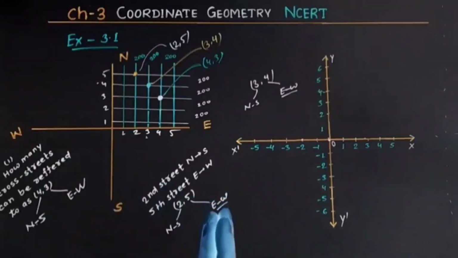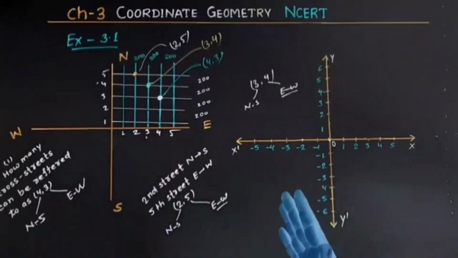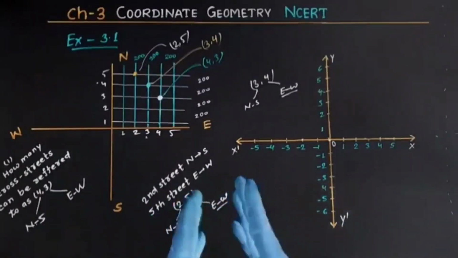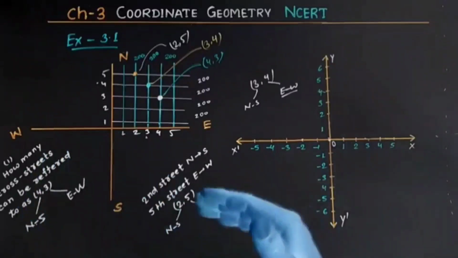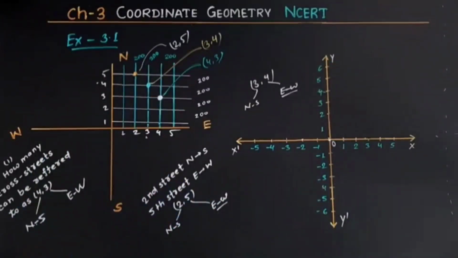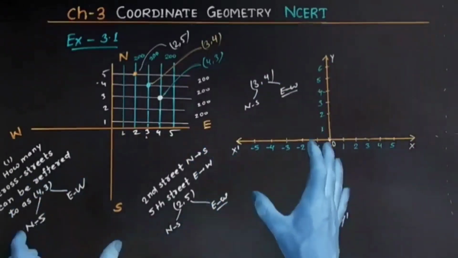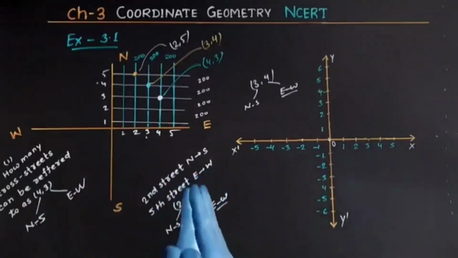In third example, a table is given to you and you have to find out x coordinate, y coordinate and then the quadrant in which this point lies. When both are positive, it lies in first quadrant. Both are negative, lies in third quadrant.